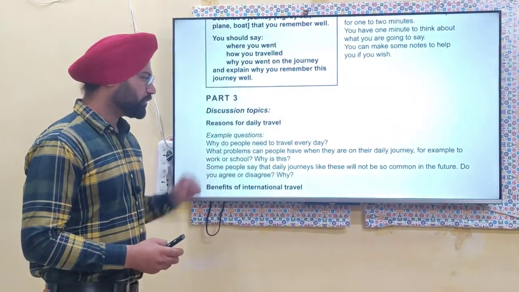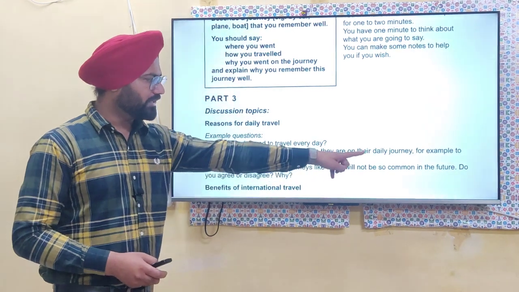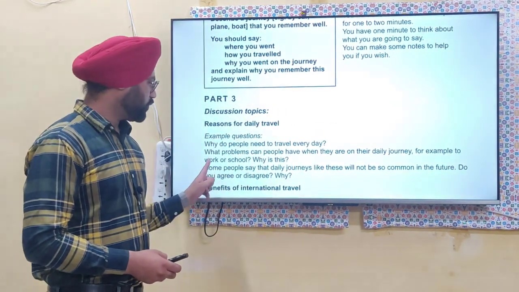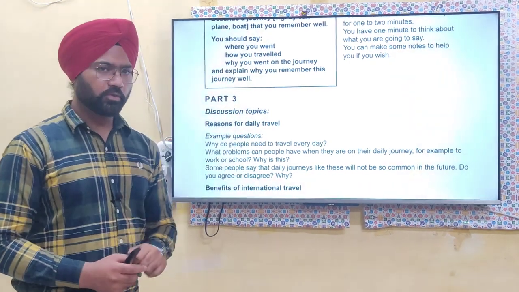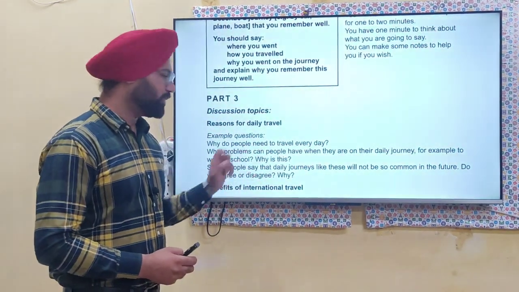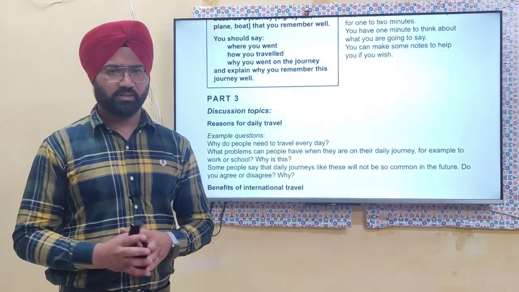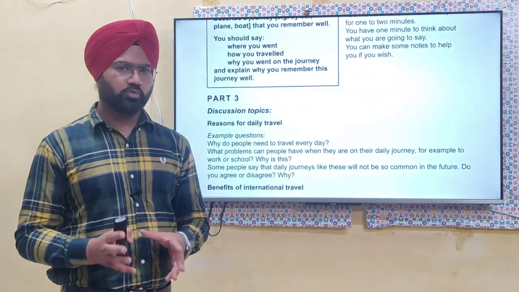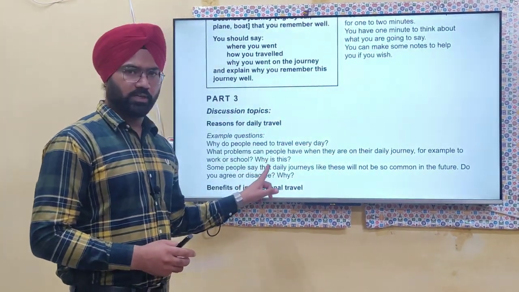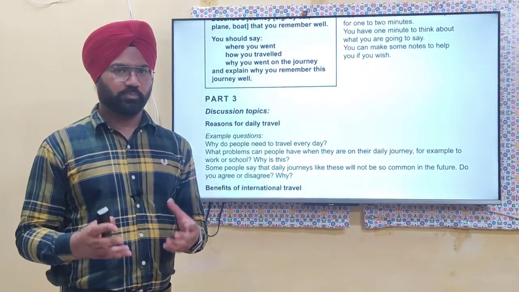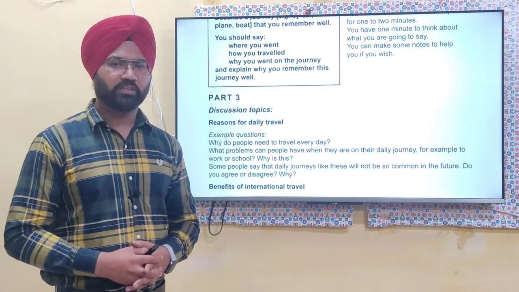And then the next question: what problems can people have when they are on their daily journey, for example to work or school, and why is this? So you need to mention problems. If you give only one problem, the answer is not sufficient, that is insufficient. So you need to mention at least 2 problems and the reason for those problems. So why are people facing these problems? And then you can have an example.